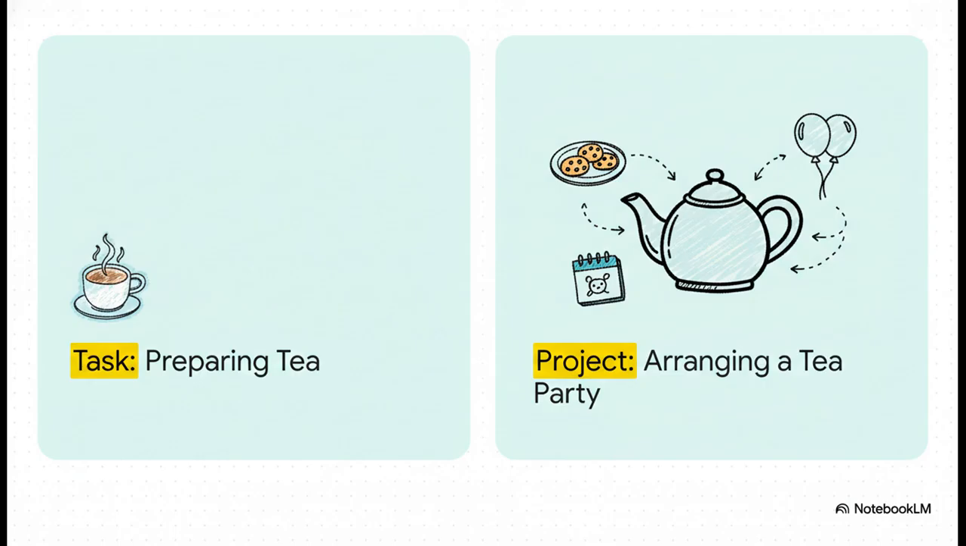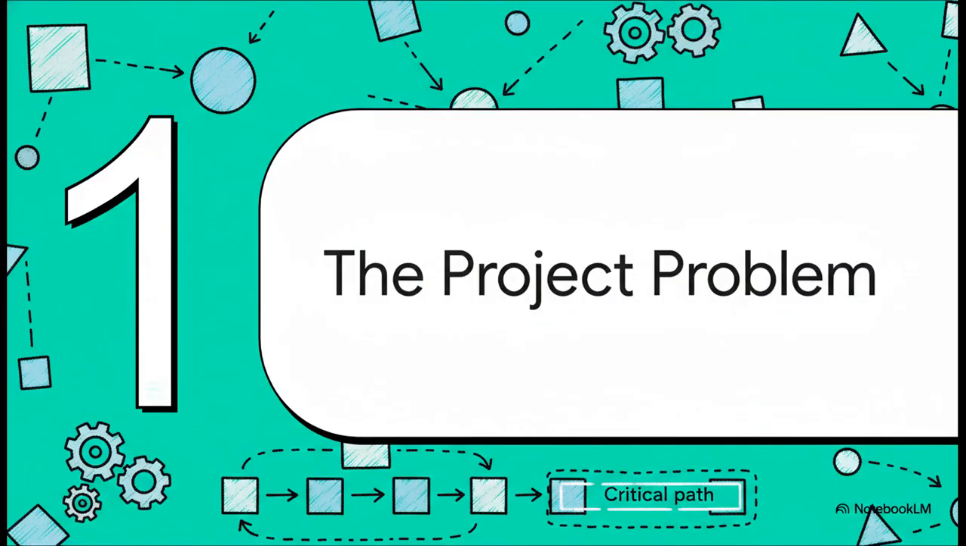Okay, let's start with a really simple but super crucial distinction. Making a cup of tea? That's just a task. But throwing a whole tea party? Now that is a project. See the difference? It's a bunch of different interconnected tasks, all for one big goal. And managing how they're all connected, that's the whole ballgame. So, how do we tackle this project problem?